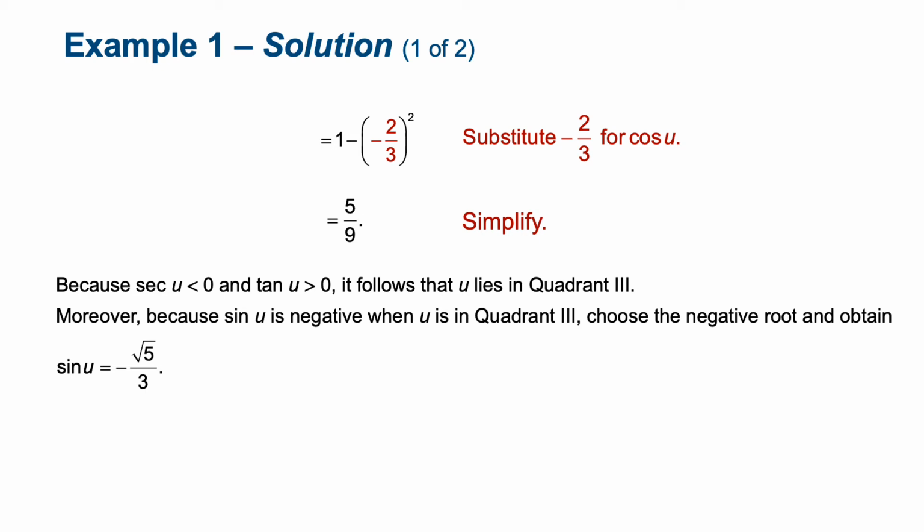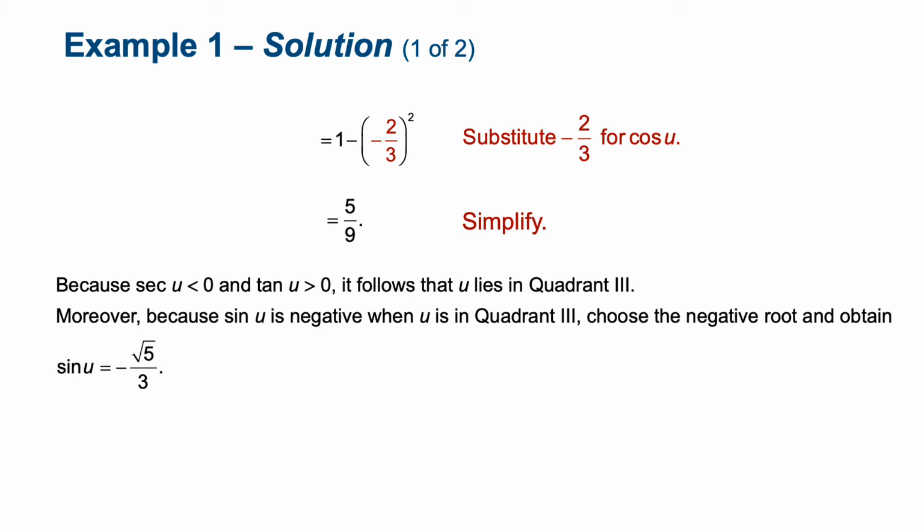So the only way that these two exist is in quadrant 3, because in quadrant 3, both y and x are negative, right? And so that would make these two both be fulfilled. Okay, so since sine of u is negative when u is in quadrant 3, we use a negative root.